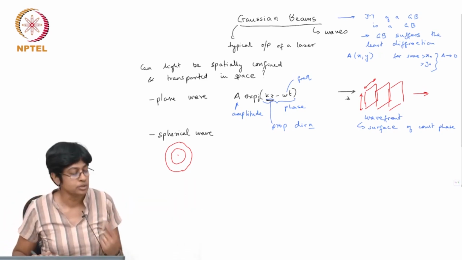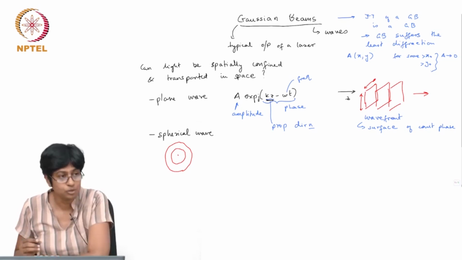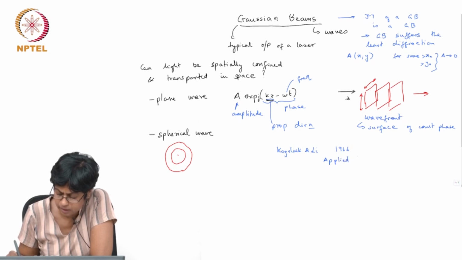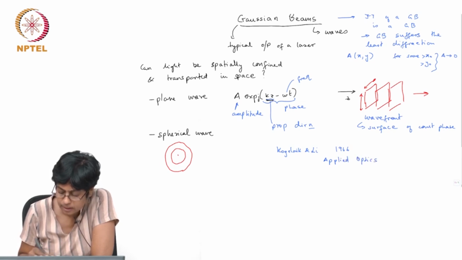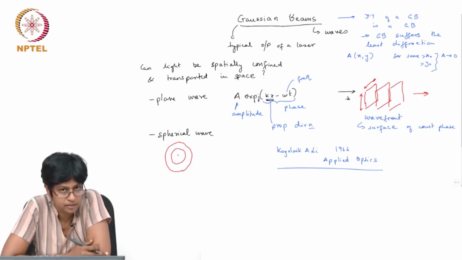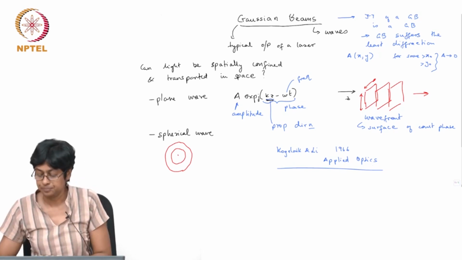Okay? So we are not going to do a formal derivation of the Gaussian beam here. If you are interested, one of the earliest papers on Gaussian beams was by Kogelnik. So the authors were Kogelnik and Li. It is, I think, a 1966 paper that appeared in the journal Applied Optics. Okay, they study this beam in more detail and give you the mathematical derivation. So if you're interested in more information, you can get it from there.